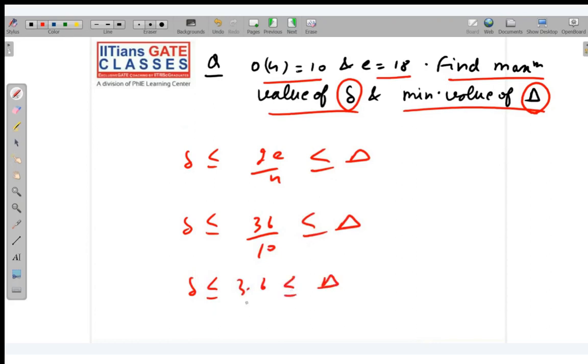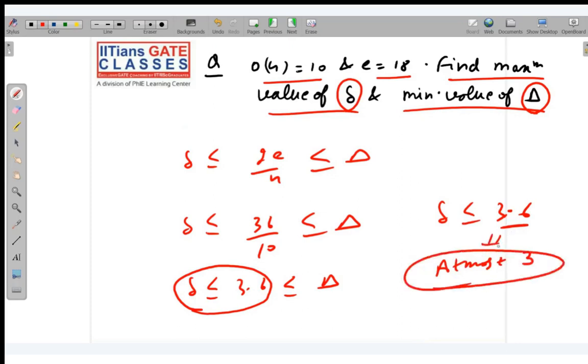Now this is important. Please let me know what answer you will take. Small delta will be less than or equal to 3.6. What can you say? You will round off, and say it is 4 or it will be 3. It is at most 3. You cannot take 4, because it is already less. So at most 3 is the answer. And for capital delta, it is greater than or equal to 3.6. So it is already bigger, and you will say it will be at least 4. Are you getting it?